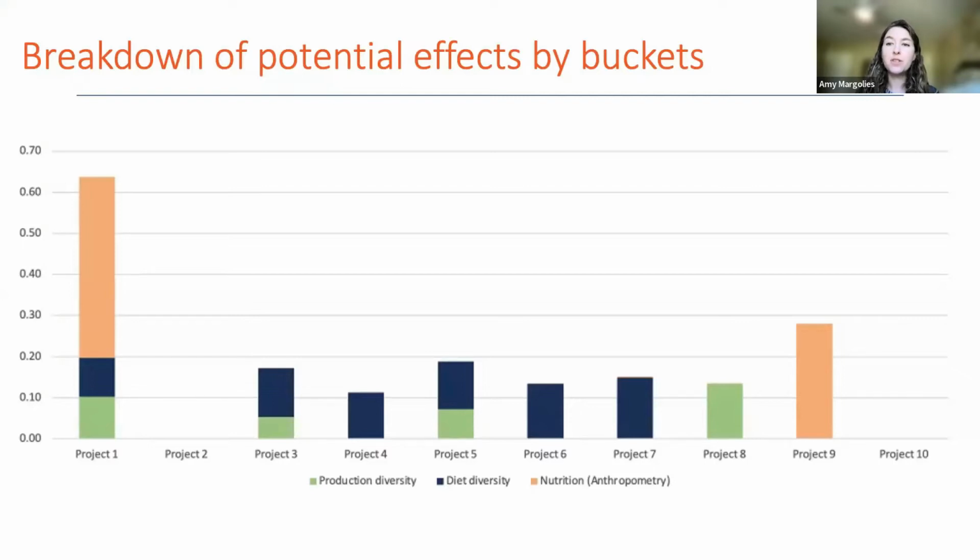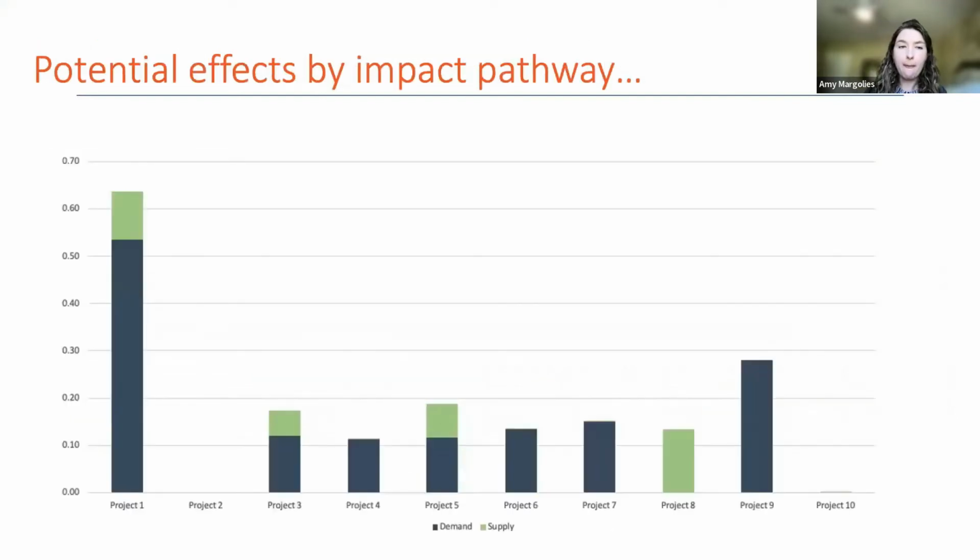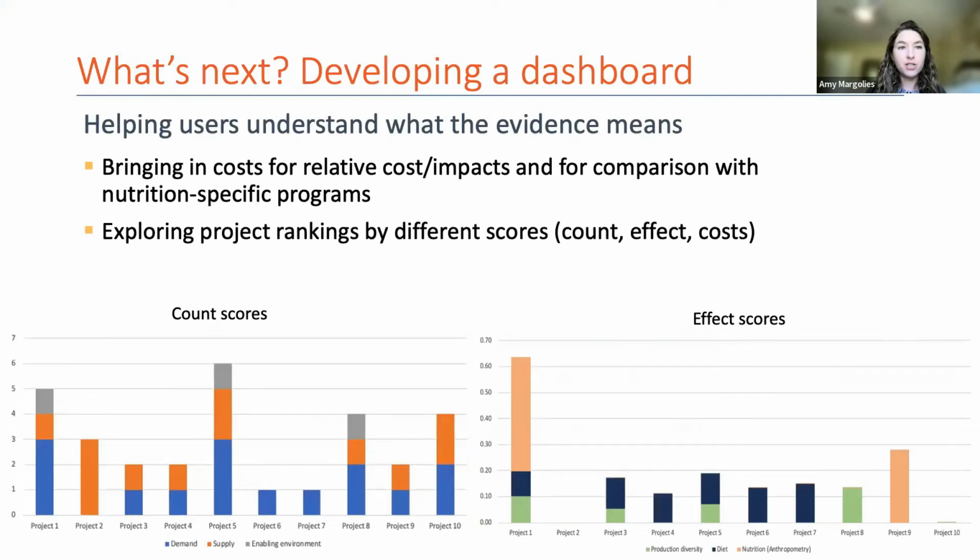So what effects could these projects plausibly have had if they had measured all the groups? And we're using weights or parameters from the literature for these various pathways. And then we can also break that down by impact pathways, so demand and supply pathways. So essentially it's giving us more information on these different interventions.